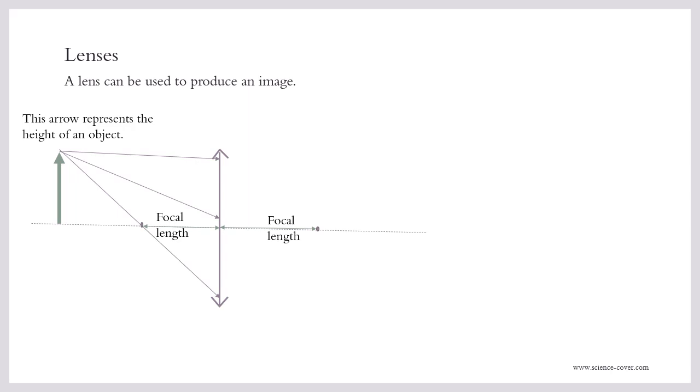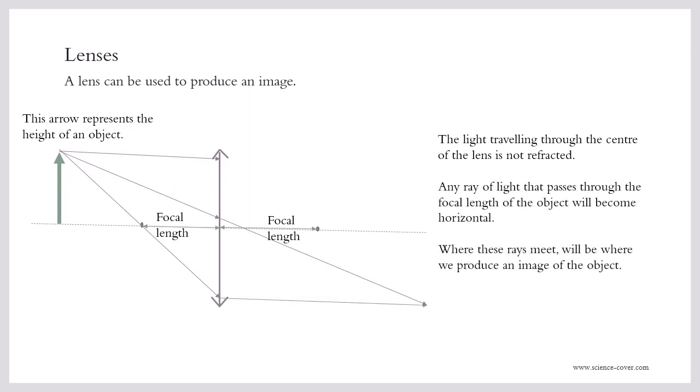Any light travelling through the centre of the lens will continue in a straight line. This light is not refracted. But the light travelling through the point marked a focal length away from the lens, this will become horizontal. The third ray will bend down to meet the other two rays where they cross. This will be the location where an image is formed.